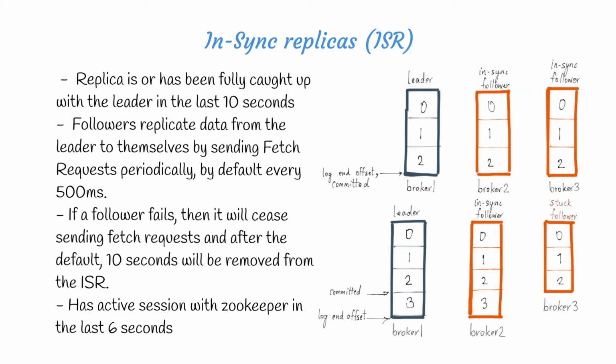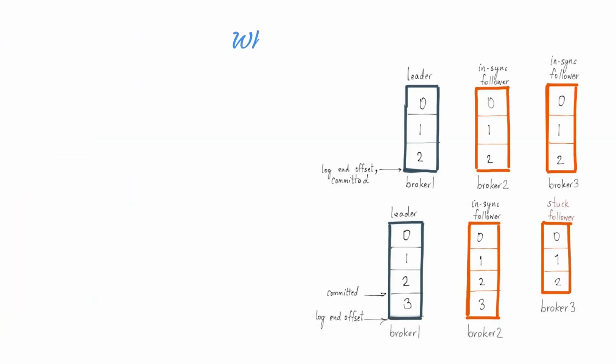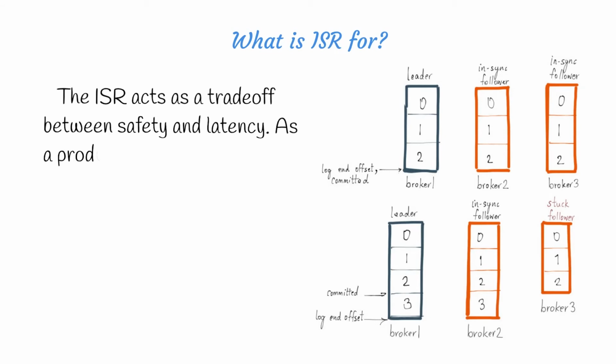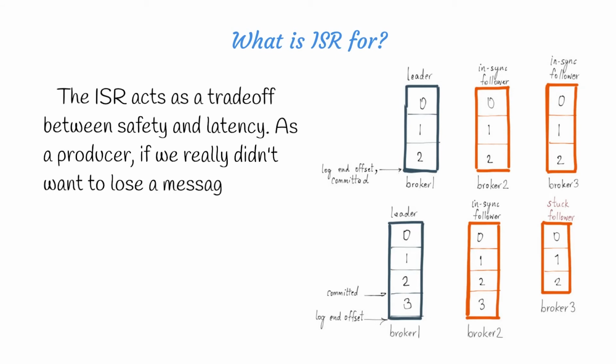Followers replicate data from the leader to themselves by sending fetch requests periodically, by default every 500 milliseconds. If a follower fails, then it will cease sending fetch requests and after the default 10 seconds will be removed from the ISR. The ISR acts as a trade-off between safety and latency.